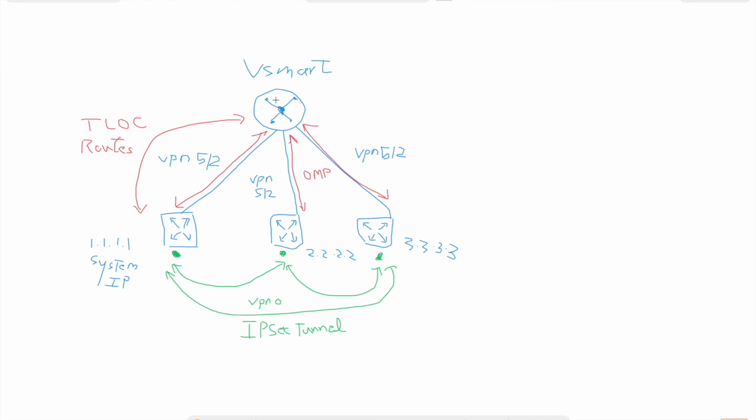Then the vSmart controller will reflect the received TLOC routes to other vEdge routers. After that, the IPSec tunnel will be established between each vEdge router. After generating the encryption key of each vEdge router, it is sent to the vSmart controller, then the vSmart controller will reflect the encryption keys to the vEdge routers. So the IPSec tunnel will be established over VPN 0, the transport network, so the traffic can be securely exchanged.